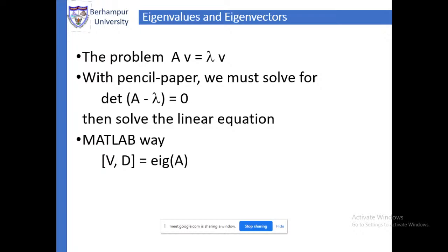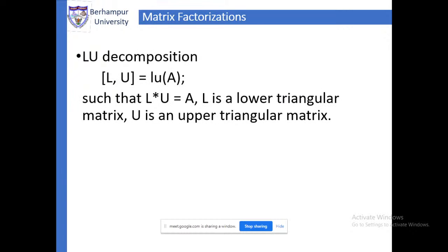[V, D] is equal to eig of A. If you know the operating matrix A, find its eigenvalues with eig(A), that can be given as V and D. The eigenvectors and eigenvalues will be stored in the variables V and D. So this is what you have to do to find eigenvalues and eigenvectors.